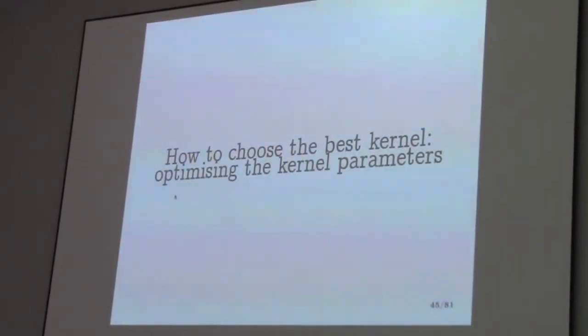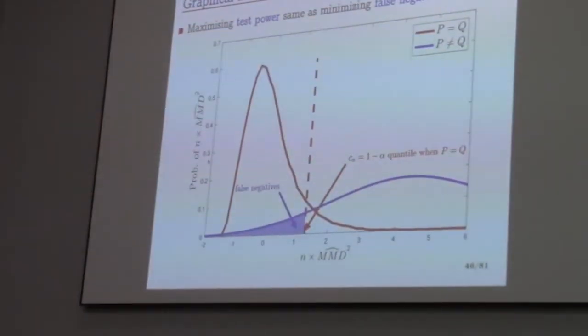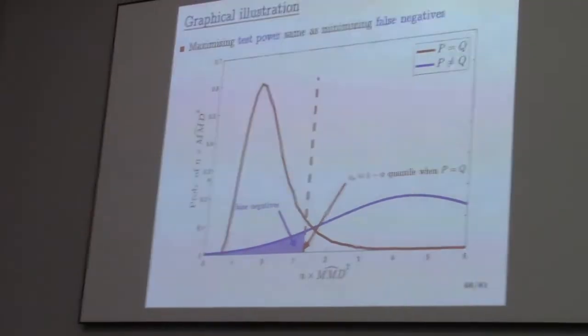Okay. So the next question you might ask is, how do you choose the best kernel? I've got any number of kernels I could choose. I have a testing task. How do I choose the best one? All right, let's find out. So what do I mean by the best kernel, actually? Because that is a worthwhile question to ask.